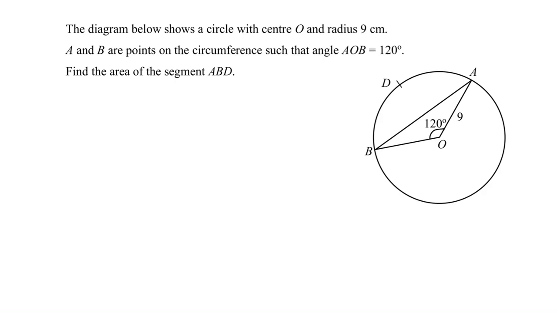Hello everyone, welcome to this video where we are given that there is a circle, center O, radius is given 9 cm, and there is an angle at the center 120 degrees. Find the area of the segment.